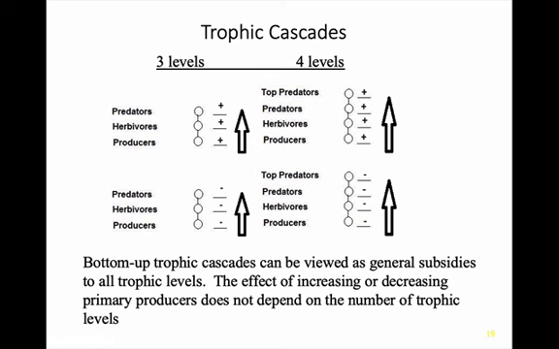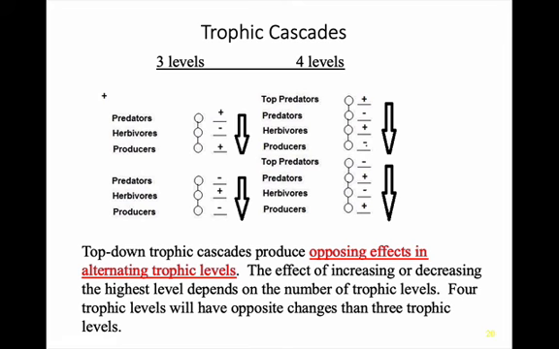However, if you have a top-down trophic cascade, this is really common in nature. You don't get exactly the same pattern. Here are those opposing effects. So here's a situation in which we're increasing the density of predators. The predators eat the herbivores, and they decrease. Since the predators don't eat producers, and the producers no longer have herbivores, they increase. If you decrease predators, then the herbivores increase and they eat out the plants. But that's at 3 trophic levels.